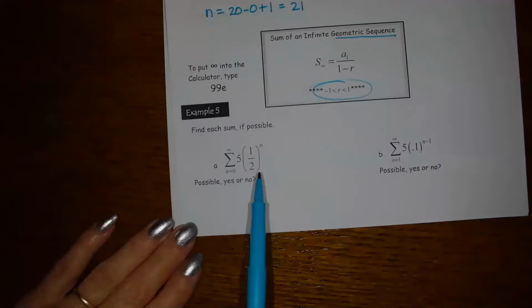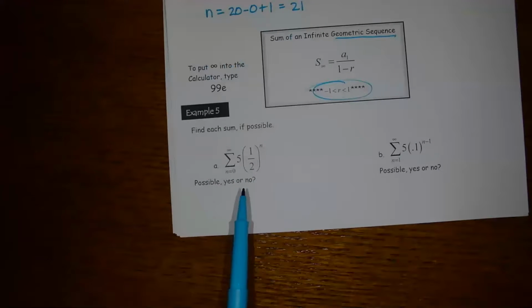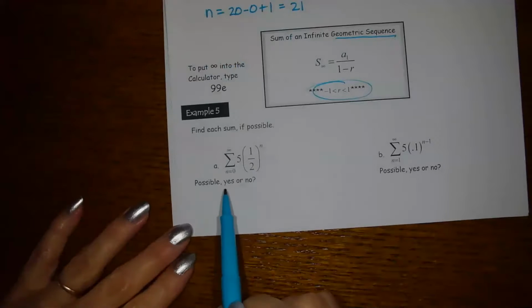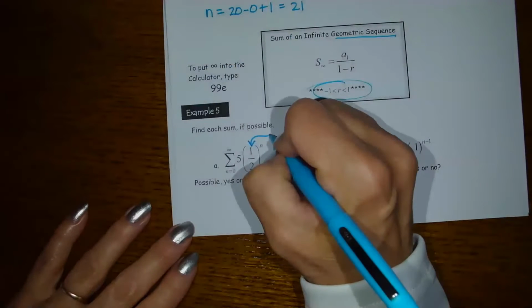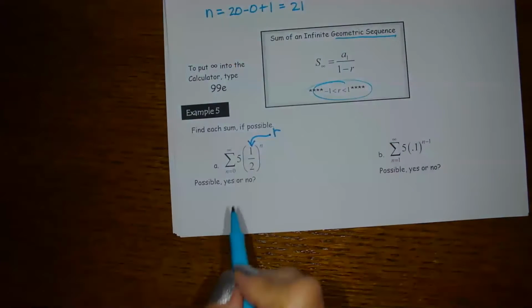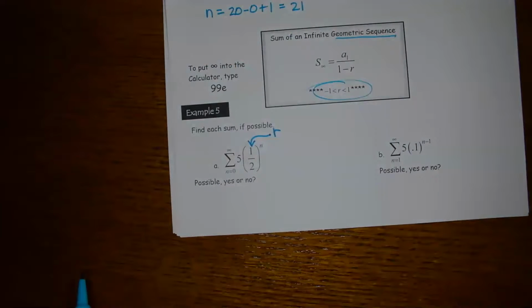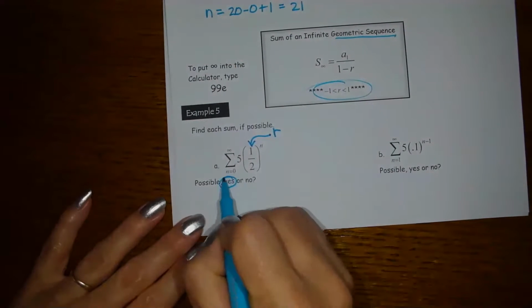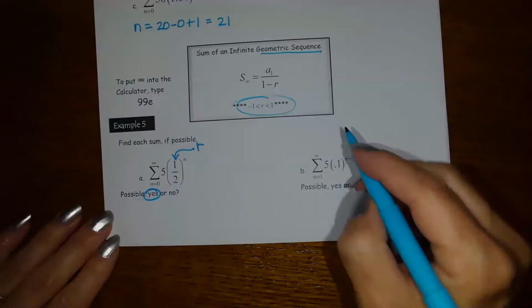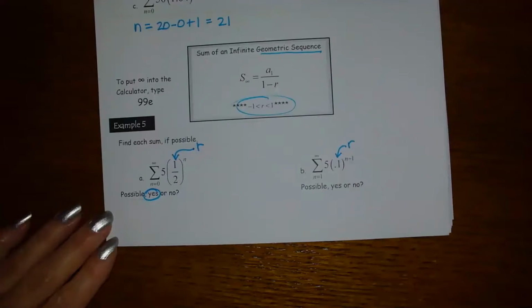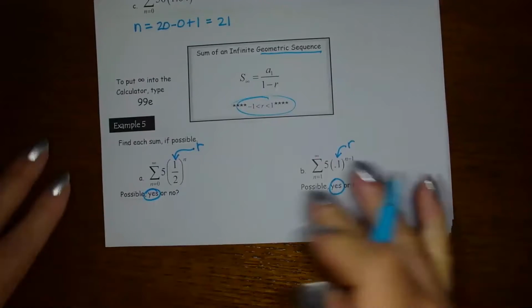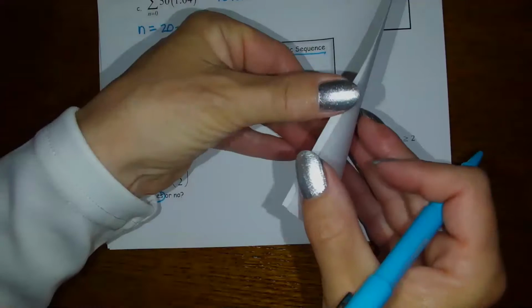So all I want you to do is, first of all, ask yourself, is it possible? R must be between 1 and -1, right? That is R. So is it possible to add these up? Yes. This is 0.1, that's R. Is it possible to add these up? Yes. I'm going to come back and do it in a second.